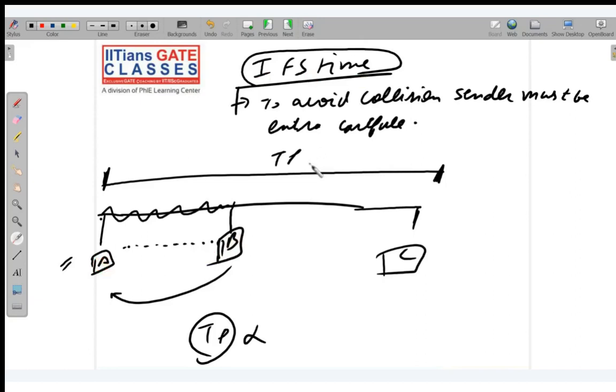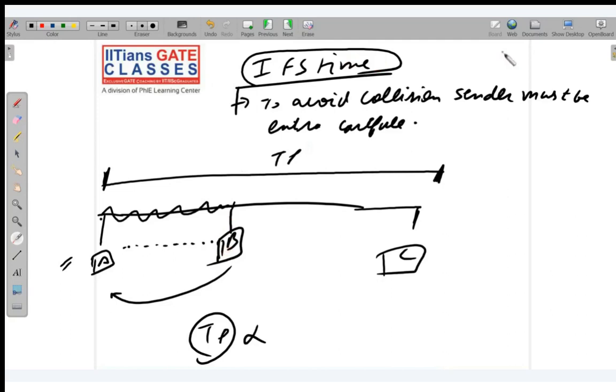So please write it. What do you mean by IFS time? When an idle channel is found, the station does not send the frame immediately. Rather, it waits for a period of time called IFS time. Okay, it is not sending the frame immediately. It will wait for a period of time called IFS time.